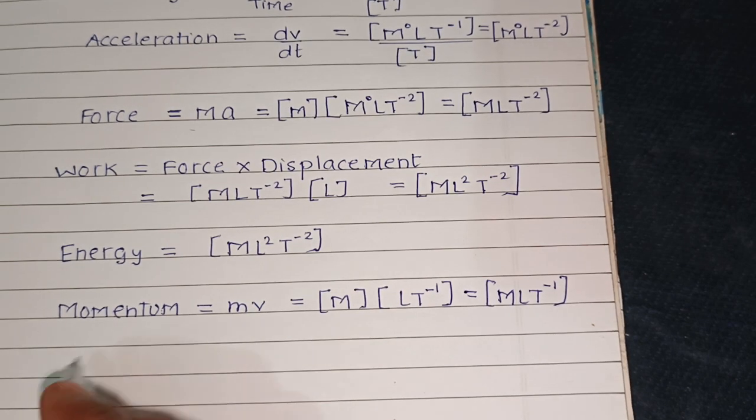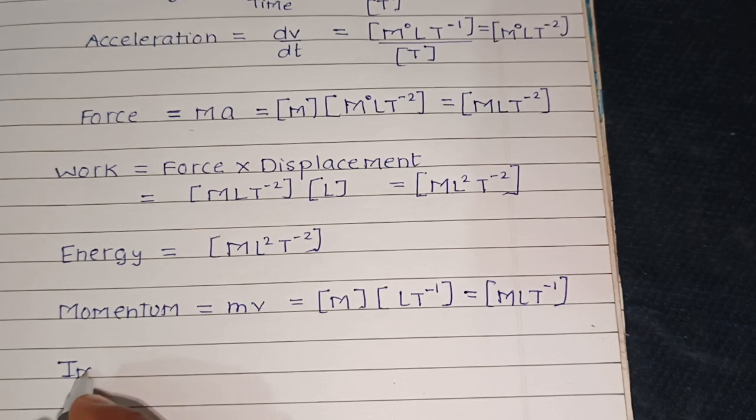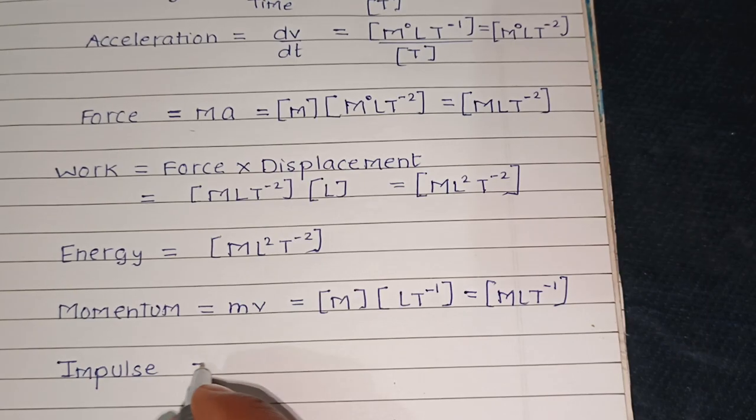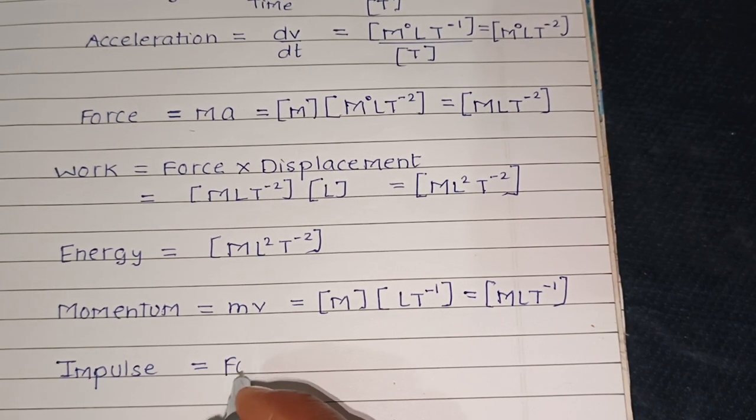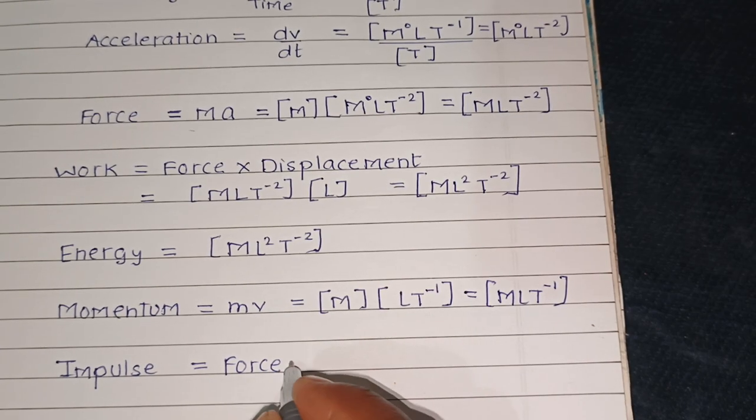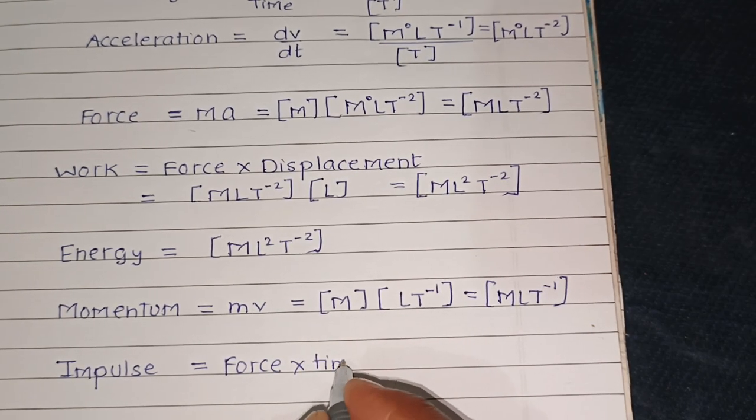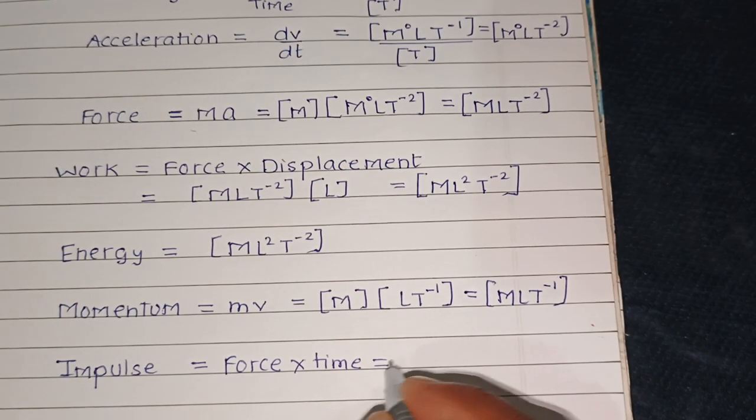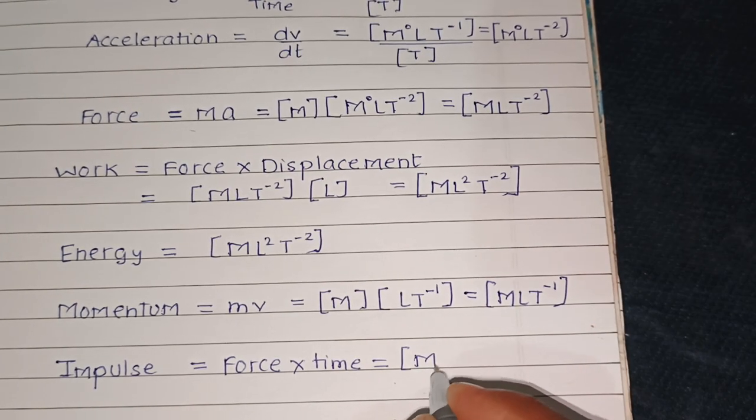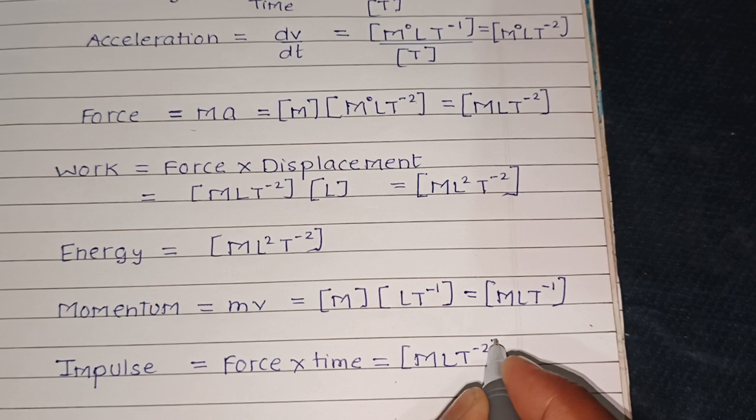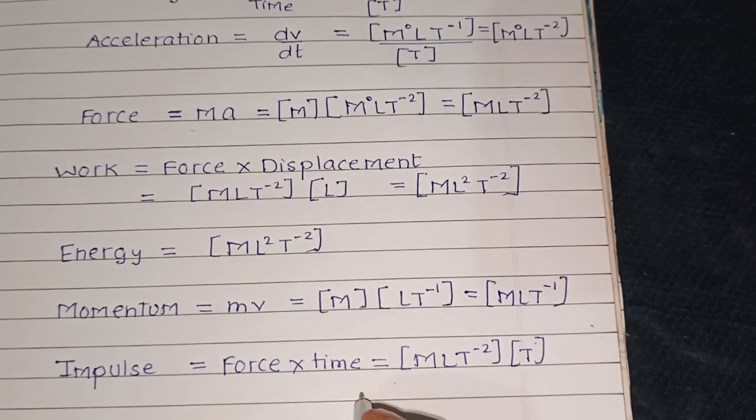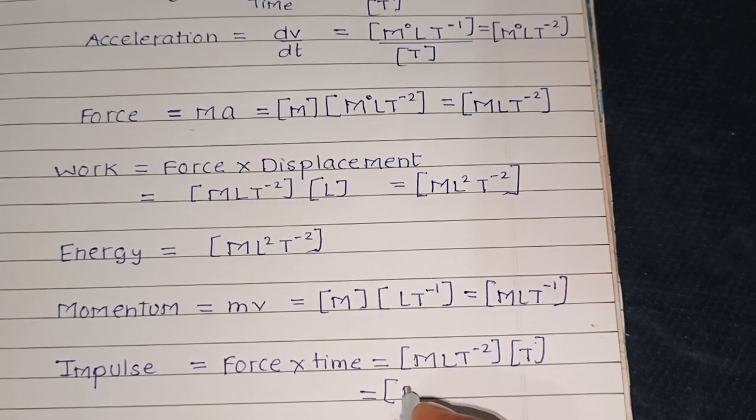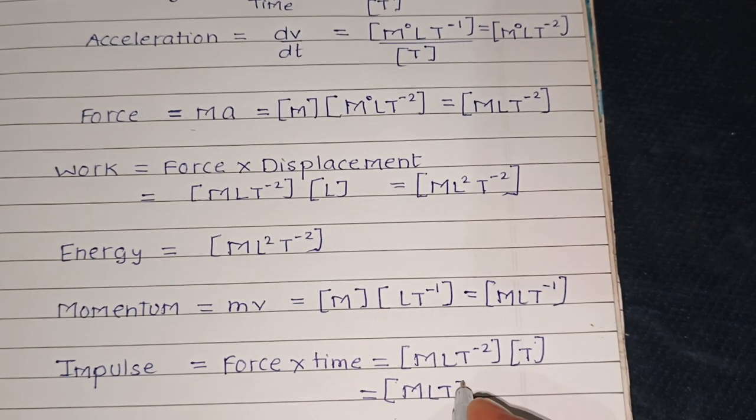Impulse. Impulse is equal to force into time. Force dimension is M L T minus 2 and time is T, so that is M L T minus 1.